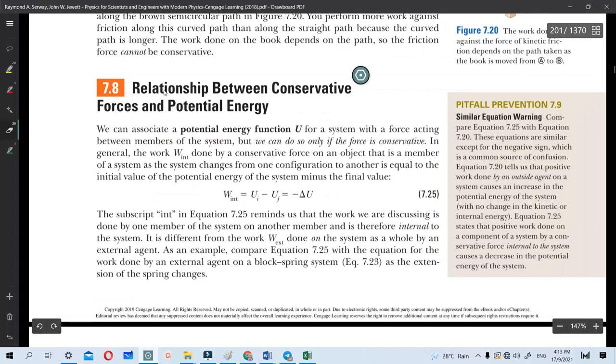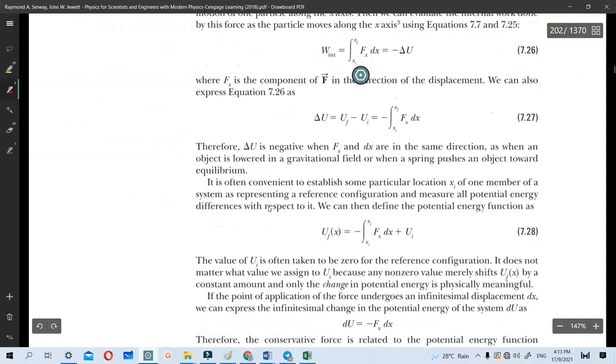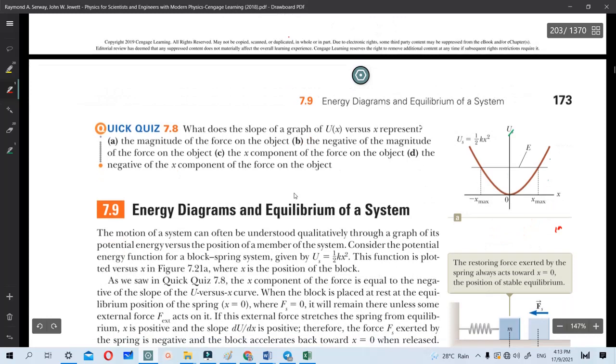Alright, in 7.8, the relationship between conservative force and potential energy, we actually have done this before. You have seen this idea before, where rather than writing it as internal, we write it in the form of gravity. Why? Because gravity is a conservative force, and we tend to write it as the negative change in the potential energy. That's the core idea, the expression to be used. Alright, let's wrap up 7.8.